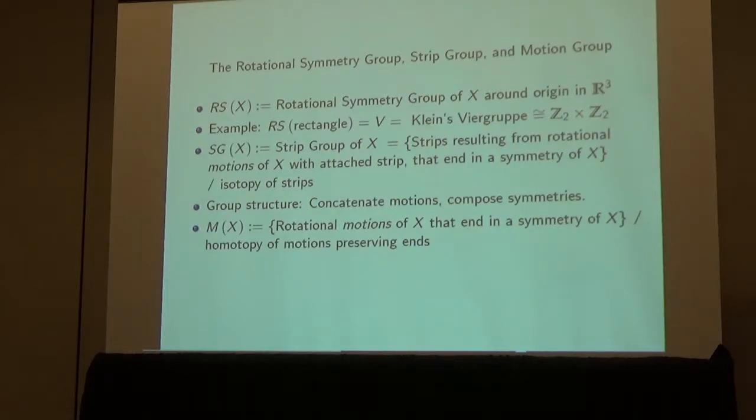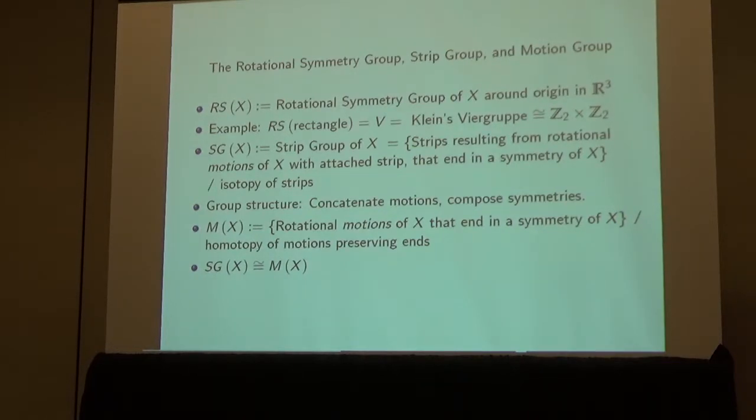So what we've got here is the rotational motions of X, or the rectangle, that end in a symmetry of X, up to, in fact, homotopy of motions preserving the ends. And so it won't come as a surprise to you that this strip group is actually this motion group I've just defined here, where we don't mention the word strip, but it's a rotational motion group of X.